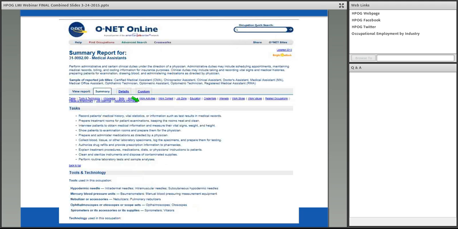So this is the O*NET report for the medical assistant occupation. This is the summary report, and you can see it has lots of different information. At the very top, we show tasks and the tools and technology used in the occupation. Both of these can often be very important for developing curriculum and keeping it up to date to reflect what's being used now.